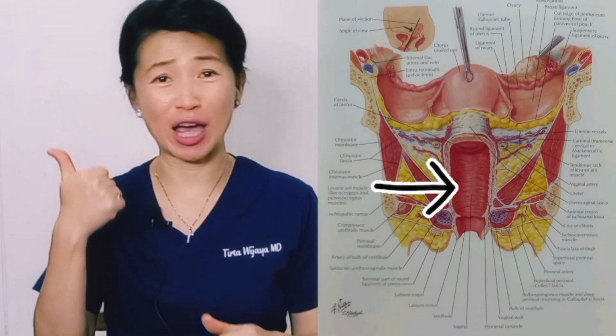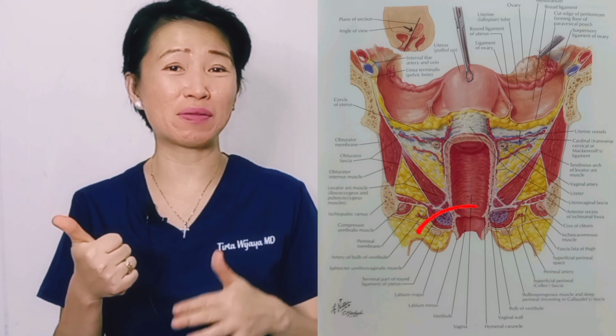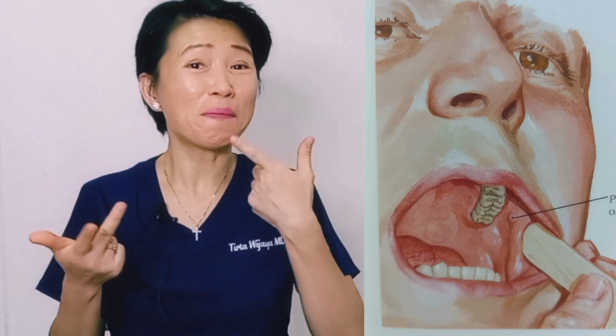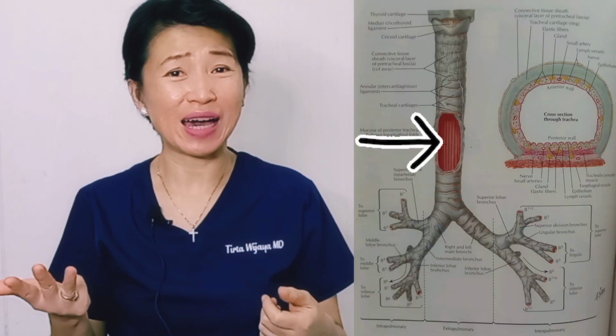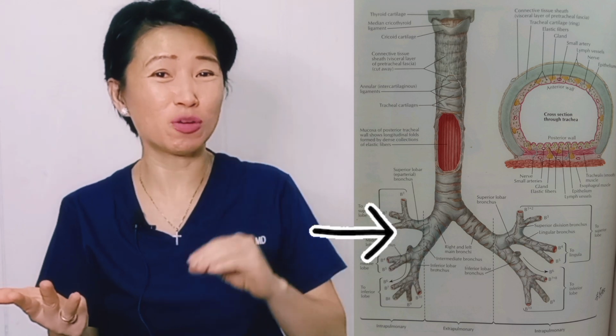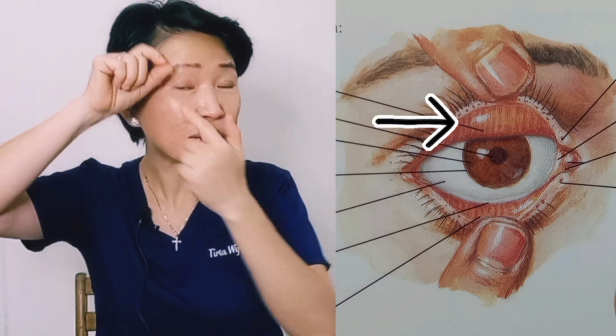Mucosal membranes are moist surface layers that line organs and parts of the body that open to the outside, such as the vagina, anus, cervix, and vulva. The vulva is the area around the outside of the vagina. Then the inner foreskin and urethra of the penis. Then the inner mouth, nose, and throat, the inner part. Then the trachea, which is the windpipe, and bronchi, smaller breathing tubes branching off from the trachea. And the inner eyelids, the inner part.